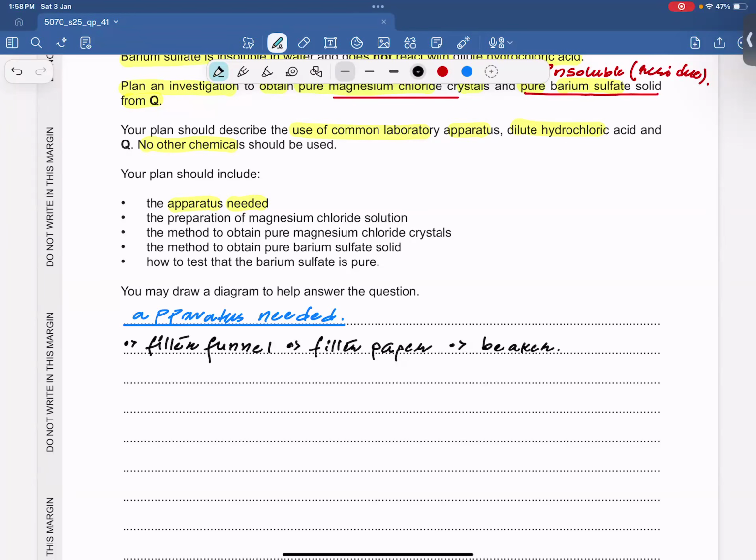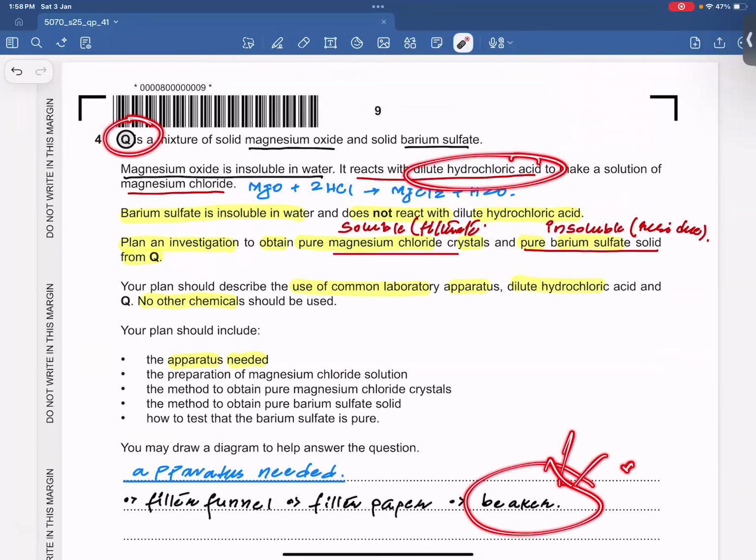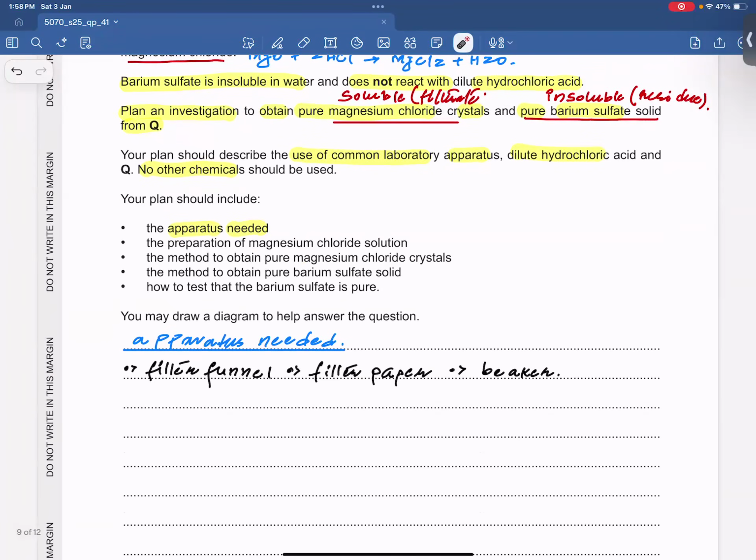We have to take the beaker because we need to put mixture X into this beaker and then add hydrochloric acid into it. As a result of the reaction, magnesium chloride is formed as a soluble part and barium sulfate will remain insoluble. We need to collect the filtrate in separate conical flasks. So I'm going to write the conical flask also.